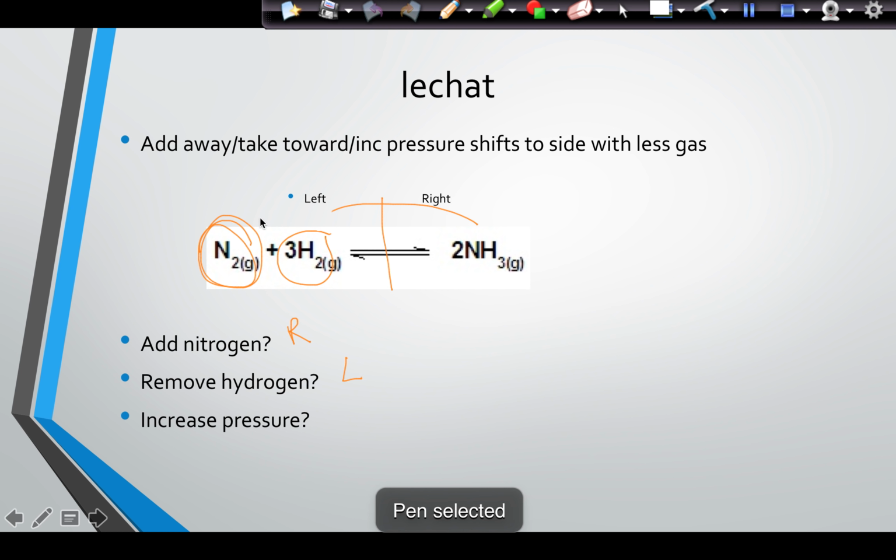And if I increase pressure, on this side I have 1 gas plus 3 gas. I have 4 gas. On this side, I have 2 gas. Increasing pressure will shift to the side with less gas, which means it will shift to the right.